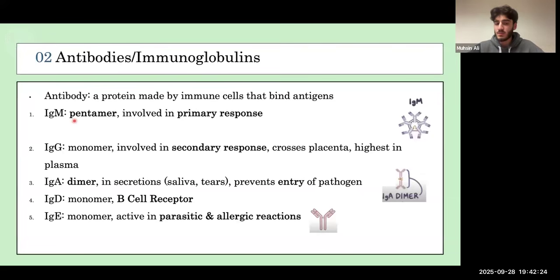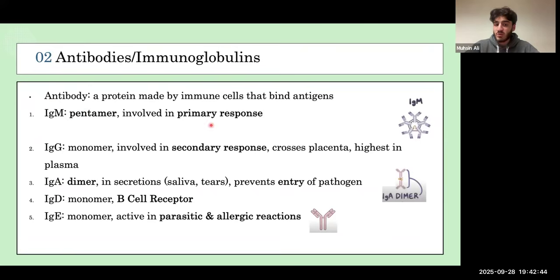Your IgM is a pentamer. Your IgA is a dimer, and the rest are monomers. So IgM, pentamer, IgA, dimer. And again, the way you can remember this is that the letter A stands on 2 feet. So it has 1 foot right here and another foot right here. So it's a dimer, right? Your M, again, many zigzags. So pentamer, the biggest one.